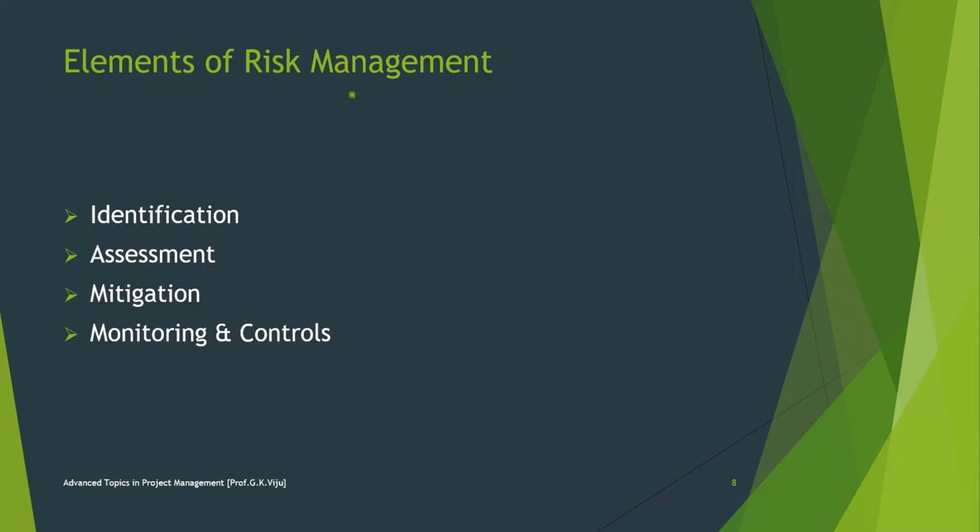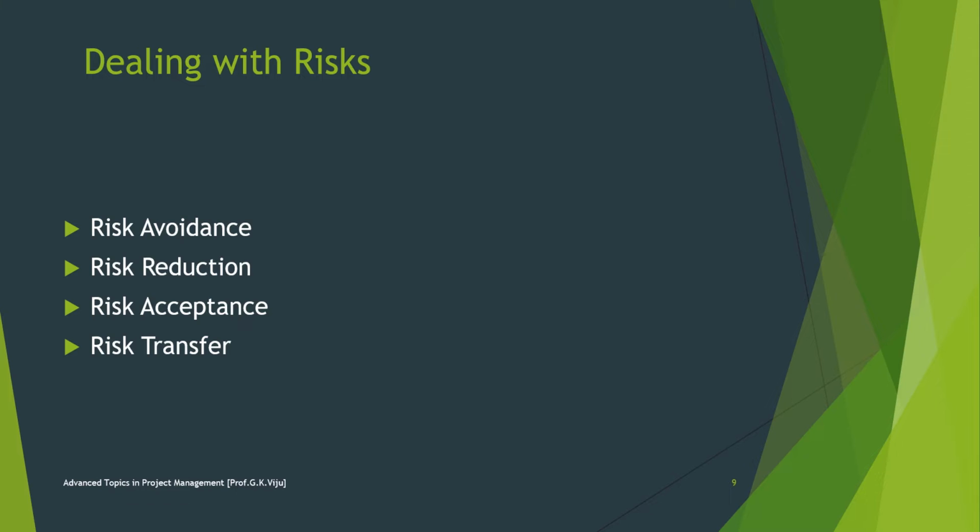Third one is risk mitigation. Once the risk is identified and evaluated or assessed, the project team tries to develop a risk mitigation plan, which is a plan to reduce the impact of the unexpected events. During mitigation, we will use various ways like risk avoidance, risk sharing, risk reduction, and risk transfer. These are the four categories or ways to deal with the risk.